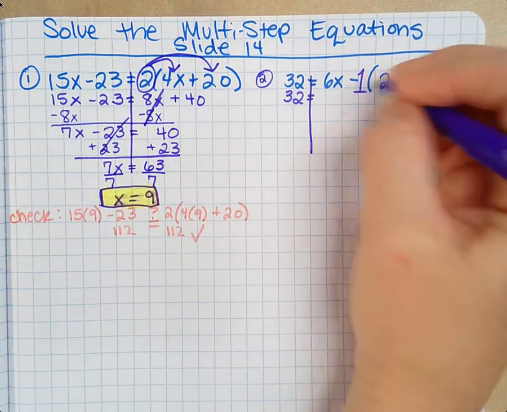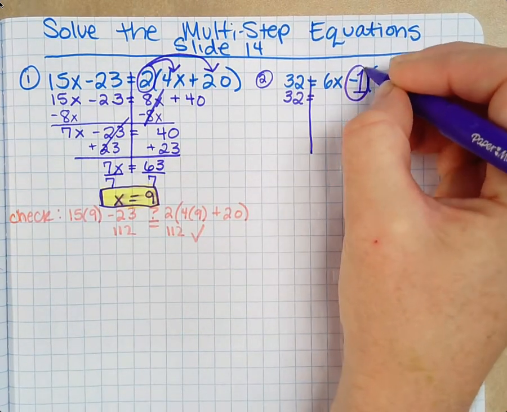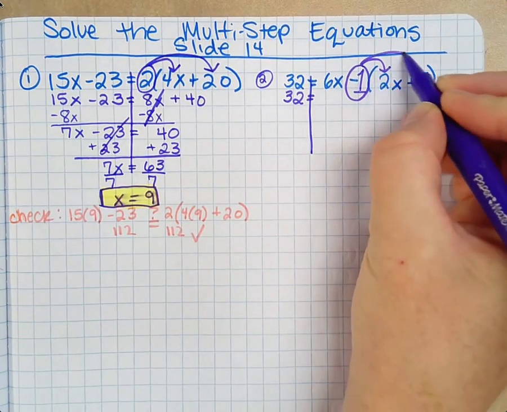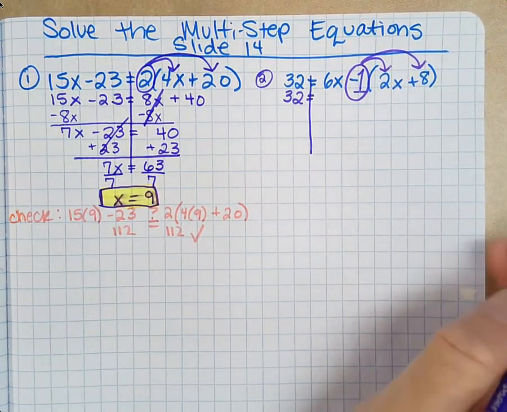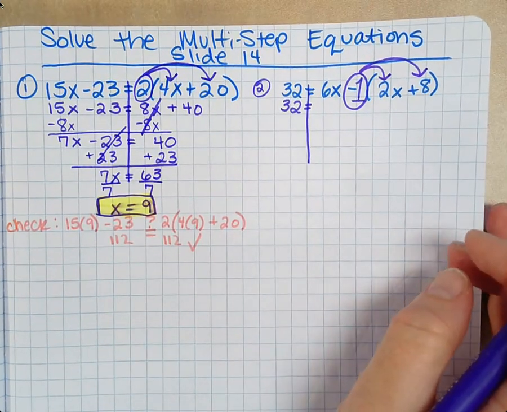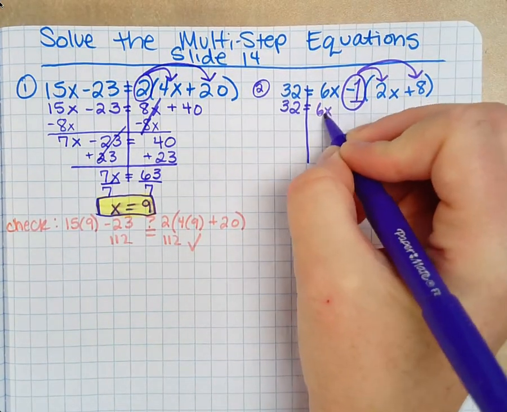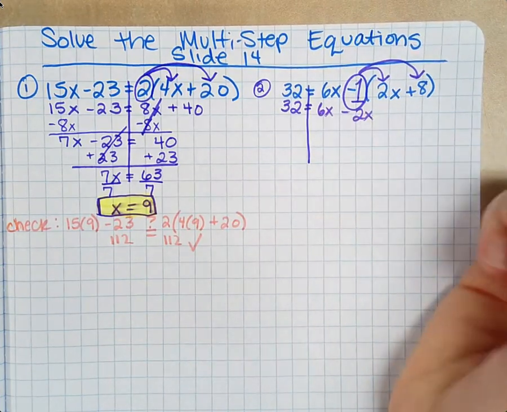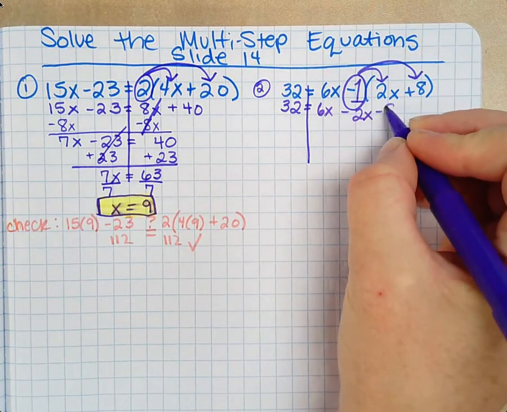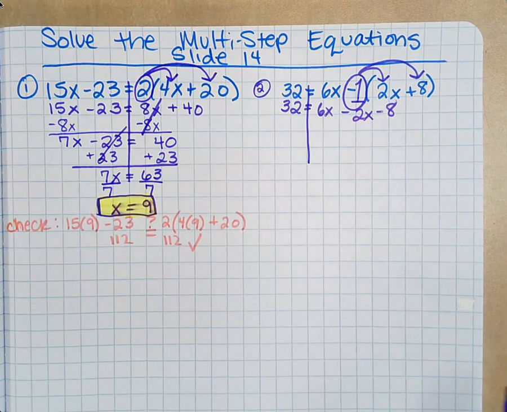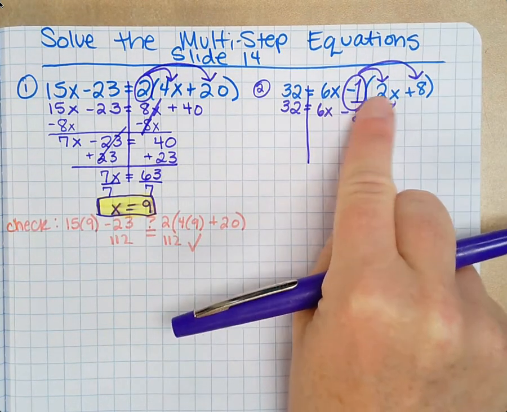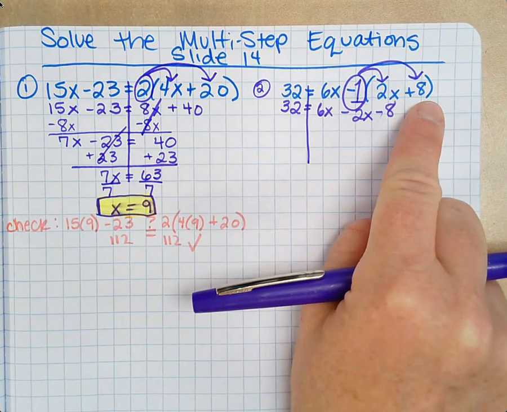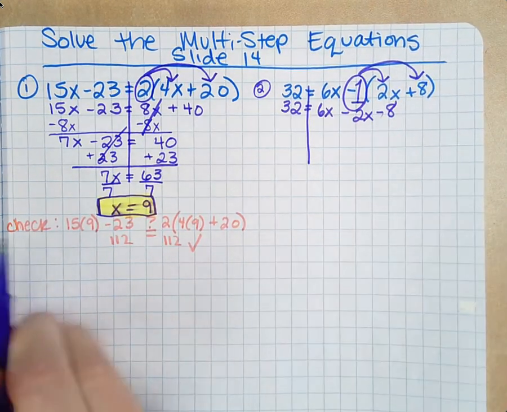And so what do we need to do with this minus 1 right up next to this parentheses? Get rid of it. Get rid of it by distributing. This would be 6x, and then that would be minus 2x minus 8. Because it's negative 1 times 2x, which is negative 2x. Negative 1 times positive 8 is negative 8.